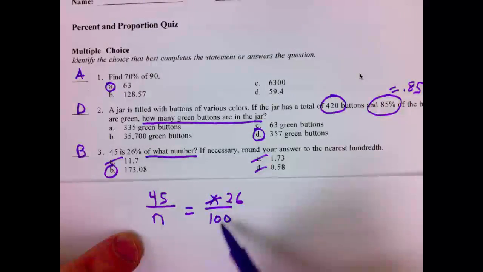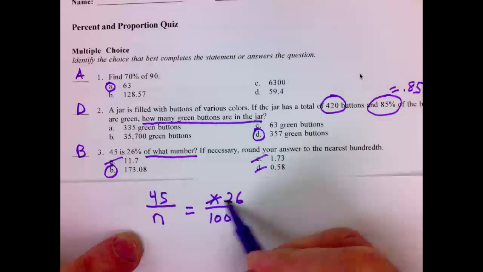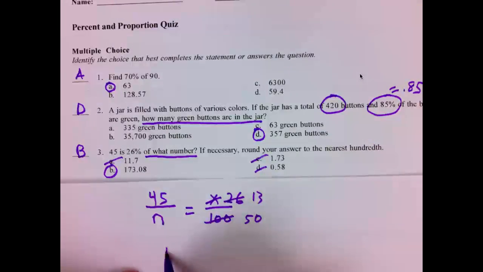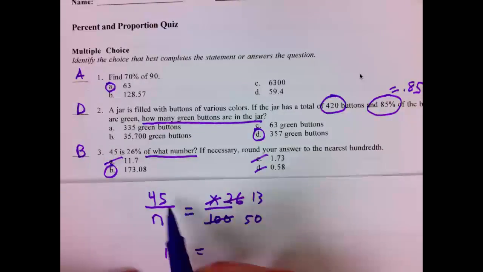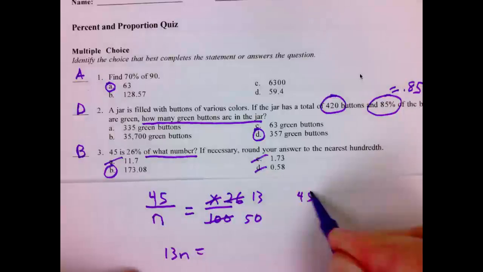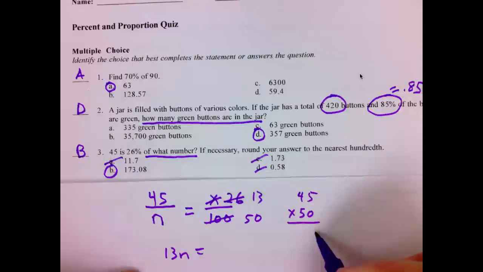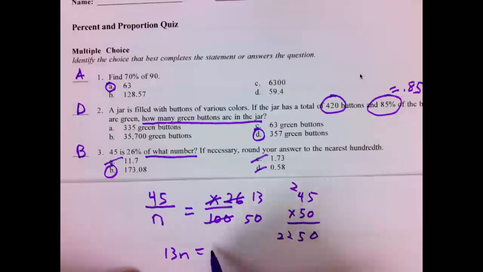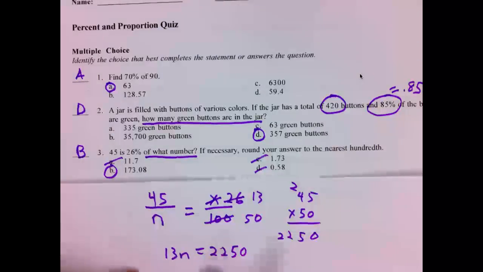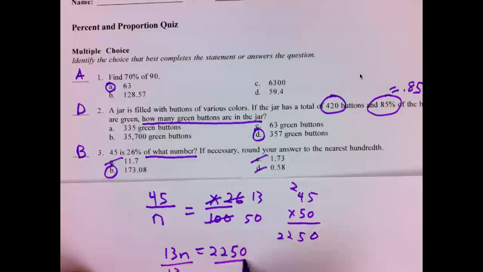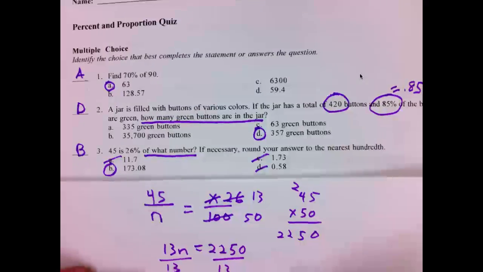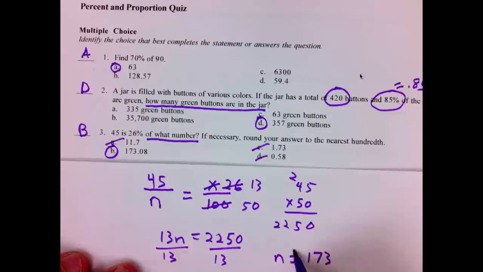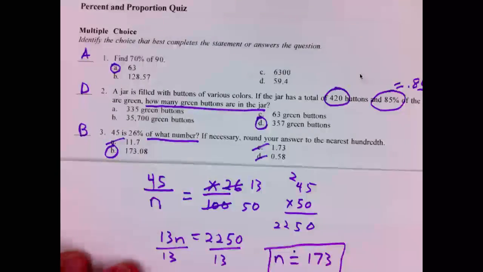We can cross multiply and solve. I can do a little reducing here. 2 goes into 26 13 times. 2 goes in 100 50 times. So we have 13 times N. That's 13N. 45 times 50. 0, 25, carry my 2, 22. It's 2250. So we have 13N equals 2250. If you divide by 13 on both sides, you will see that indeed N is equal to 173 about. N is approximately 173, and that is B.